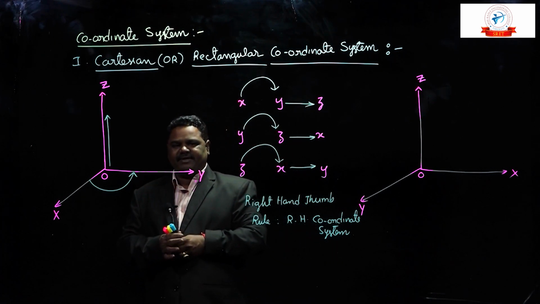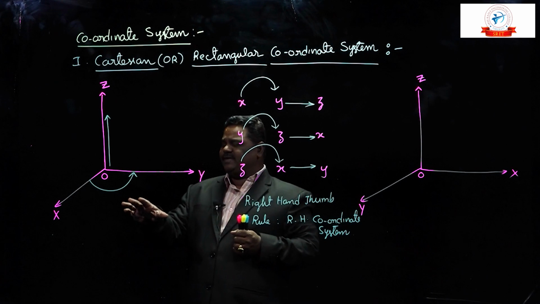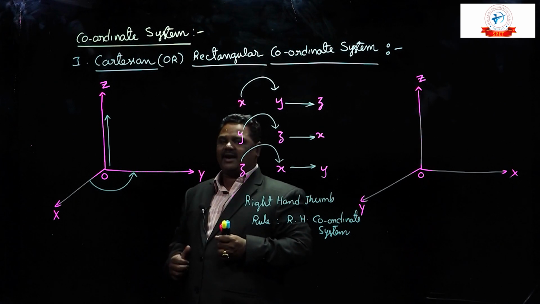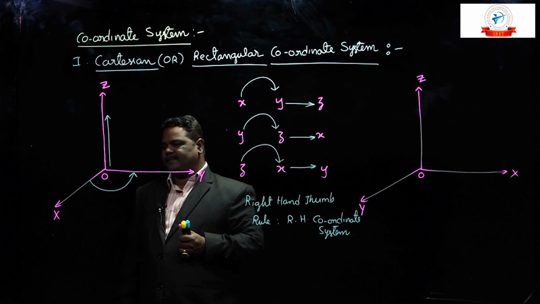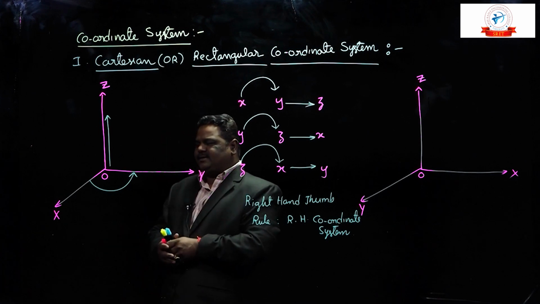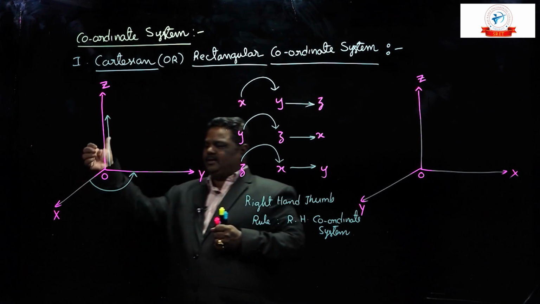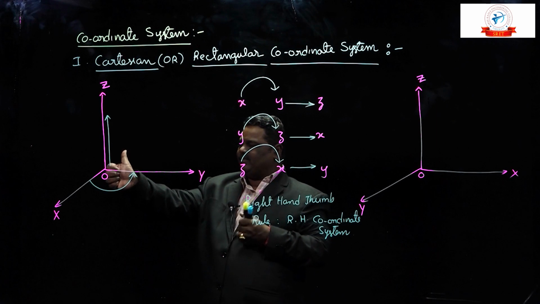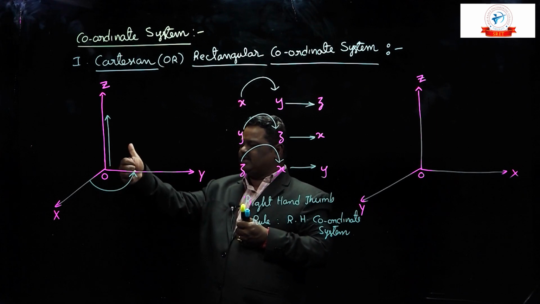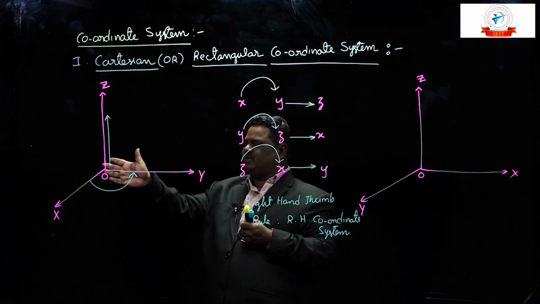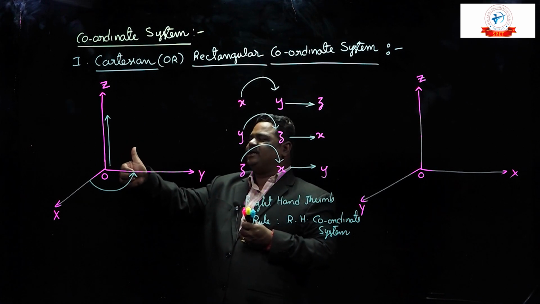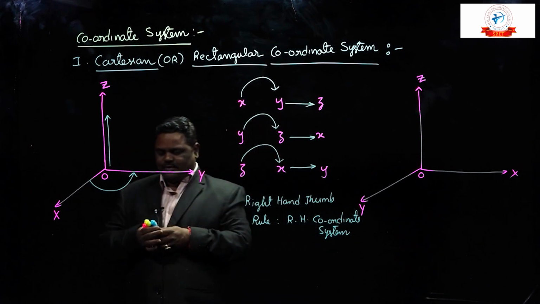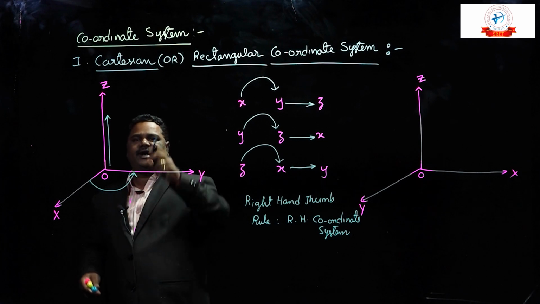So let us verify. These will coincide with which hand, left hand or right hand thumb. Just consider, so this right hand applies for this one. These four fingers are rotating from x to y, then the thumb shows z direction. So it satisfies right hand thumb rule. So it is a right-handed coordinate system.